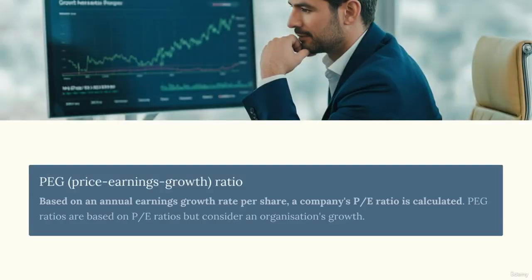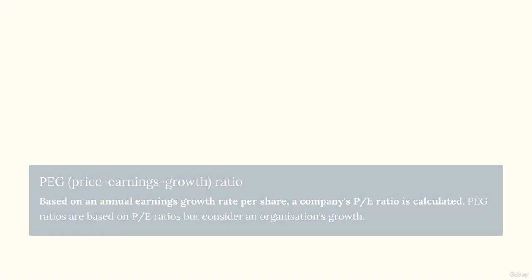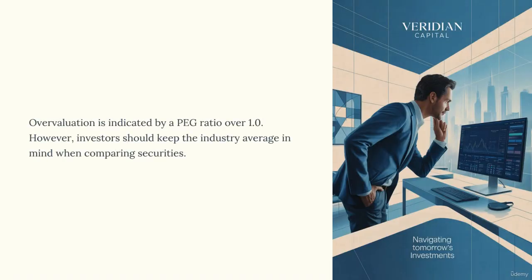PEG ratio. Based on an annual earnings growth rate per share, a company's PE ratio is calculated. PEG ratios are based on PE ratios but consider an organization's growth. Overvaluation is indicated by a PEG ratio over 1. However, investors should keep the industry average in mind when comparing securities.